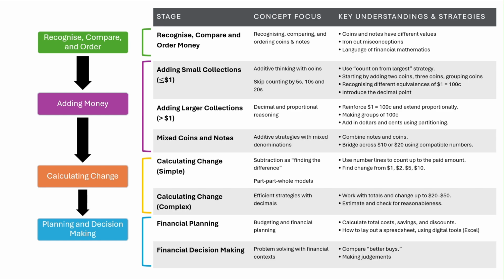So a learning trajectory that I like to use, that I brought together from a few different pieces of information, is as follows. We want to start with recognizing, comparing and ordering money, and then adding money together, calculating change, and then going a bit broader and thinking about planning and decision making around financial planning. So if you want to stop the video right now, quickly pause it and have a look at the different stages that I've outlined and the different conceptual focuses and the key understandings and strategies. Do that and then we'll follow and progress along.